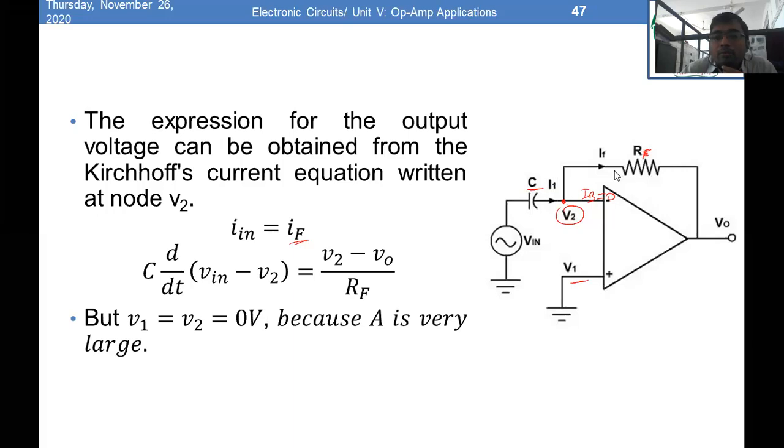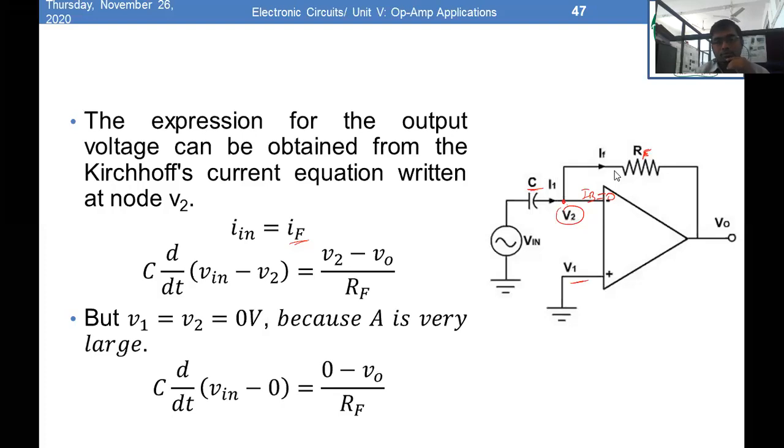But we know that according to the virtual short circuit concept, V1 is equal to V2, so it would be equal to 0 volt. So C d(Vin minus 0) upon dt is equal to (0 minus V0) upon Rf. Okay. So note down all the equations simultaneously. That would be helpful for you with your equation numbers.